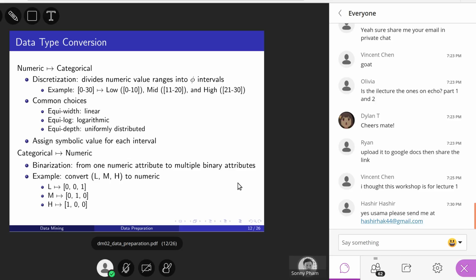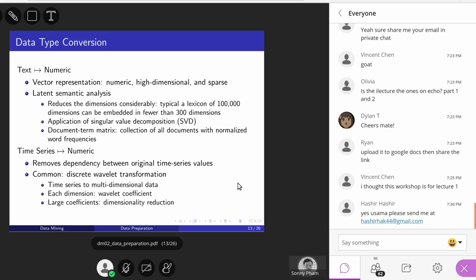From categorical to numeric, you have binarization, which is to convert one categorical attribute to multiple binary attributes. And I explained in our lecture that converting from one categorical value to numeric requires a number of bits. In this case, we have 3 bits there, 0, 0, 1. The reason for that is that it gives you a better, more meaningful mapping from categorical to numeric.